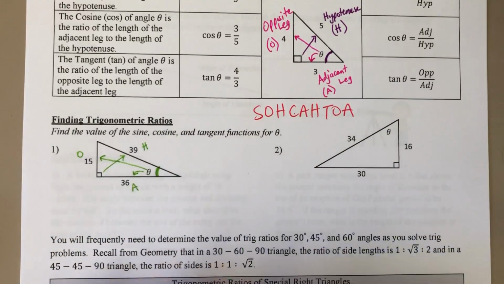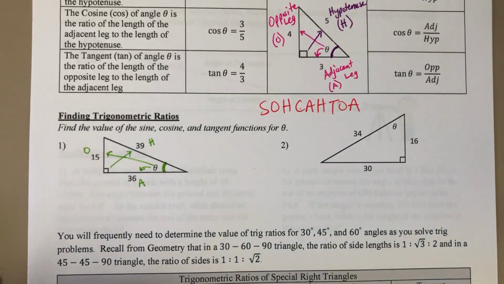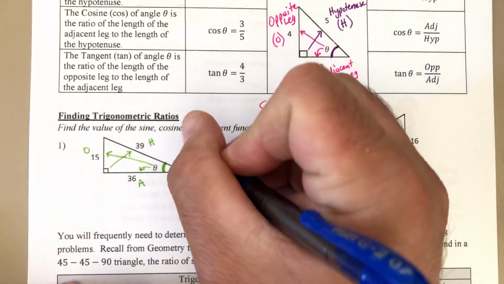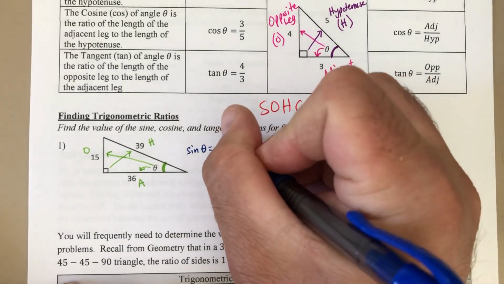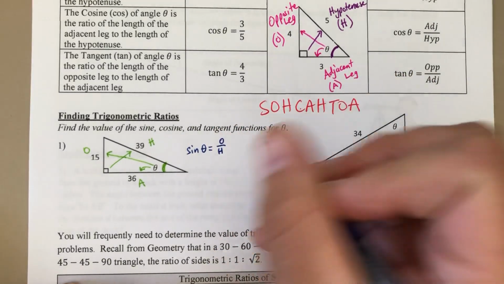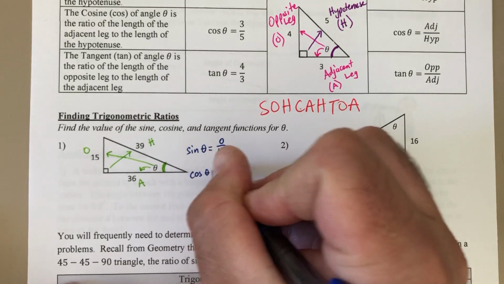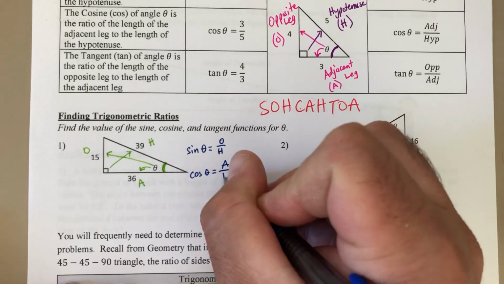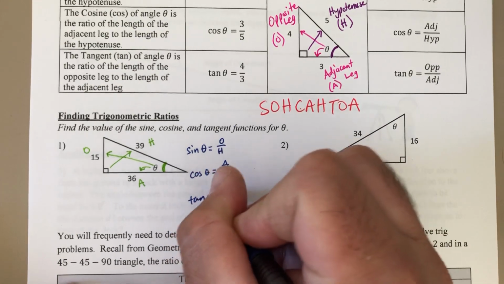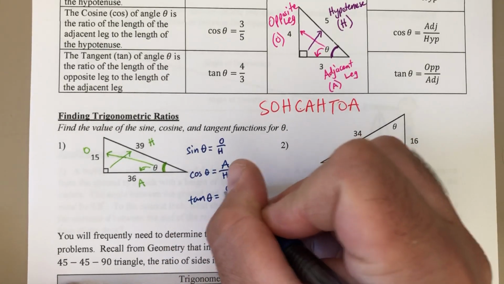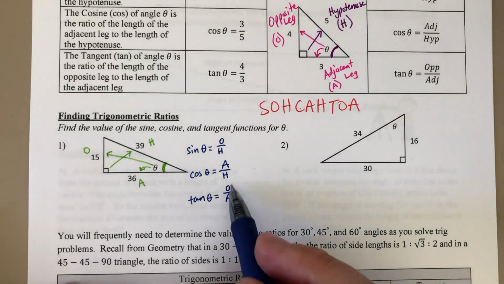So find the value of the sine, cosine, and tangent functions for theta. We're going to complete this out here. For the sine of theta, that's O over H, the opposite over the hypotenuse. The cosine of theta is the adjacent over hypotenuse, A over H. And the tangent of theta is the opposite over the adjacent, O over A.